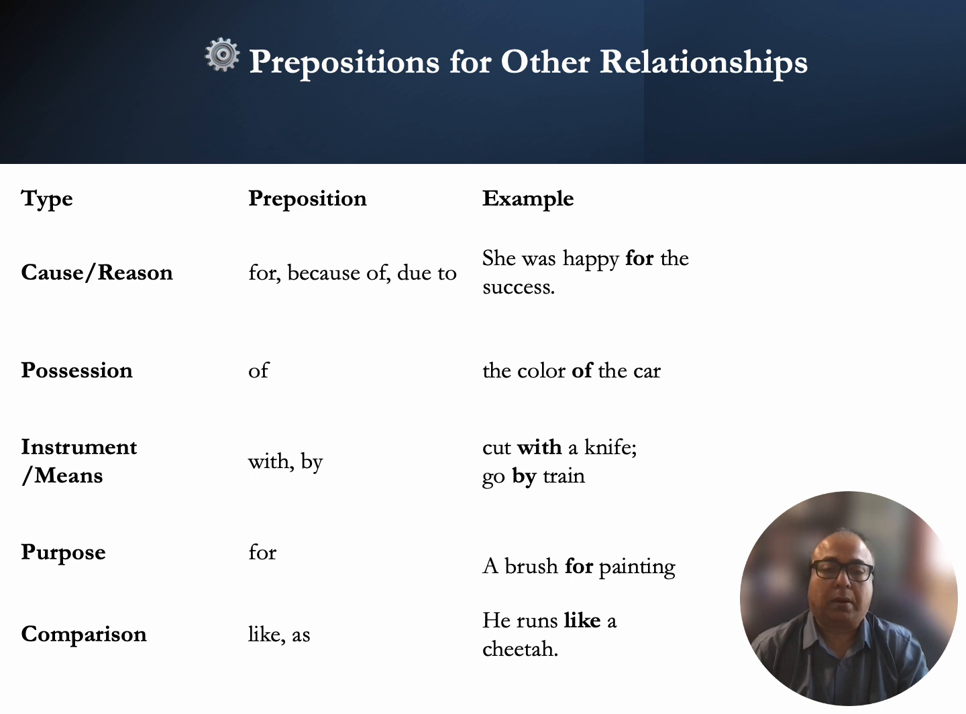So there are some prepositions for other relationships. What are they? Cause and reason. These prepositions are used for, because of, due to. She was happy for the success. People sometimes say, I'm happy for you that you got a new job. Possession is of, the color of the car, not the color at the car or the color between the car. The color of the car.